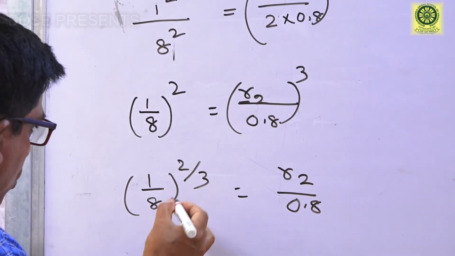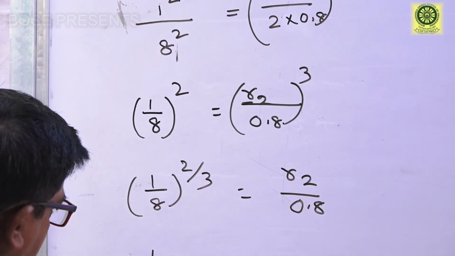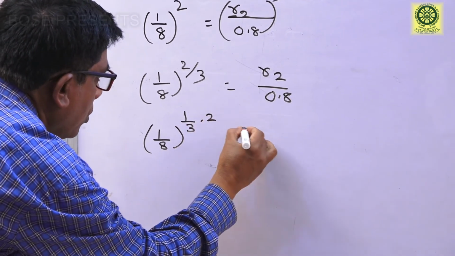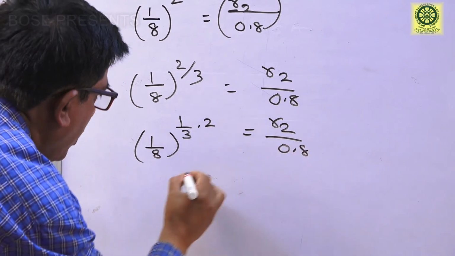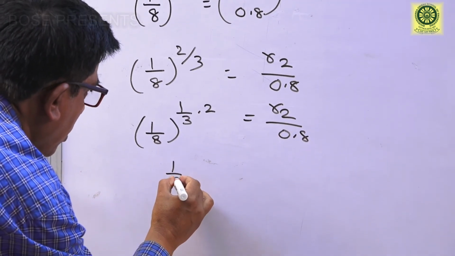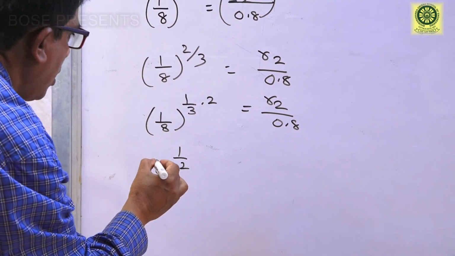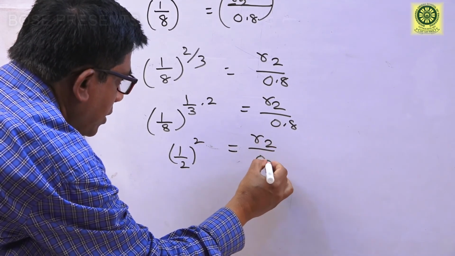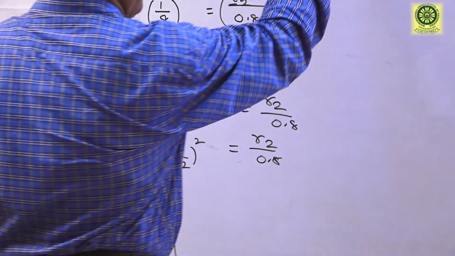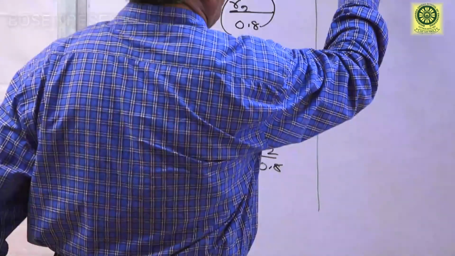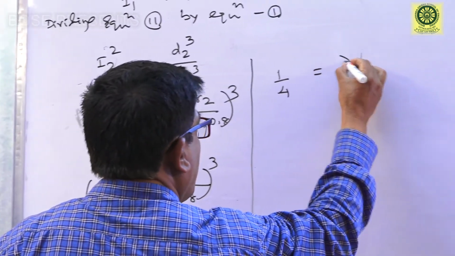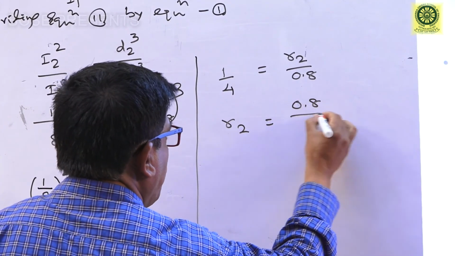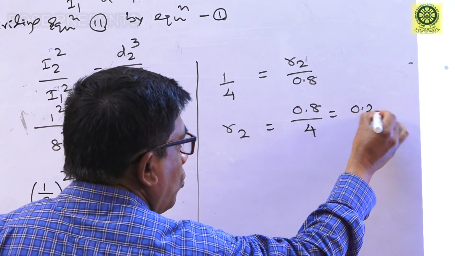Taking the cube root on both sides, 1 by 8 to the power 2 by 3 is equal to R2 by 0.8. Or I can write 1 by 8 to the power 1 by 3 is a half, into 2, so half square is equal to R2 by 0.8. So this is 1 by 4. 1 by 4 is equal to R2 by 0.8. So R2 is equal to 0.8 by 4, which is 0.2.